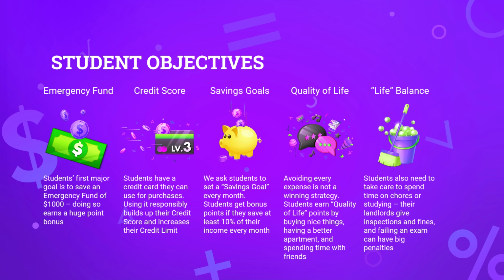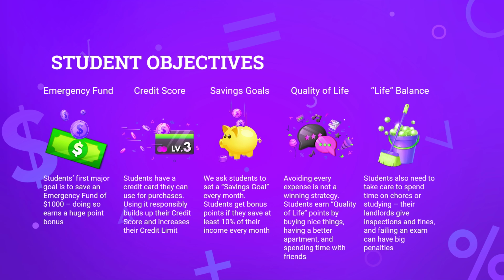So throughout the game, the students have 5 major objectives, and these all get put together in what we call our overall score. The first one that students are going to get hit with first is building their emergency fund. Every student's first major goal is to save at least $1,000 in their emergency fund. They do that by transferring money from their checking account to their savings account. Doing so earns them a huge bonus. So students who fill up their emergency funds first get a huge boost in their class rankings.